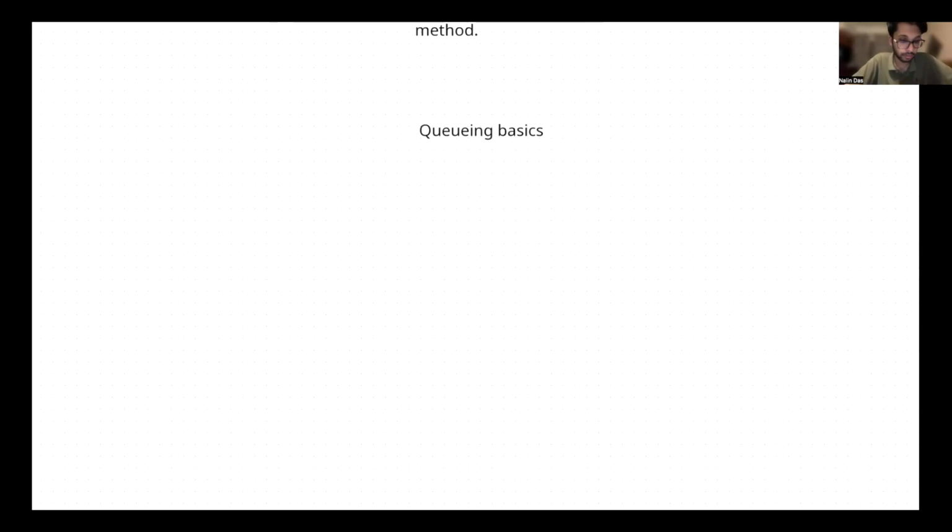So, suppose you are at a coffee shop with a single barista or a waiter. Customers arrive at a rate of 2 per minute. So, let's say our lambda is equal to 2, which is basically customer arrival rate. And the barista can serve 3 customers per minute. So, mu is equal to 3, which is basically serves per minute.